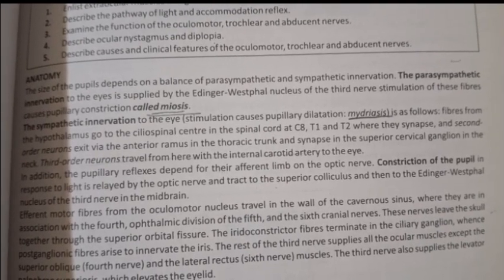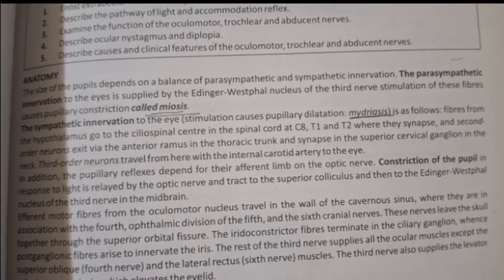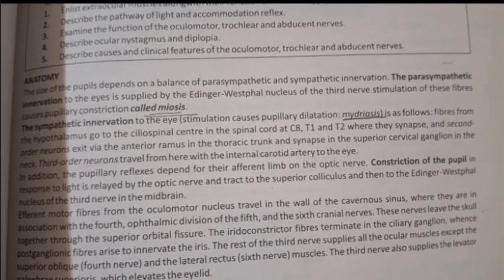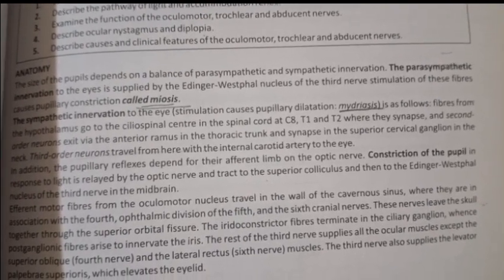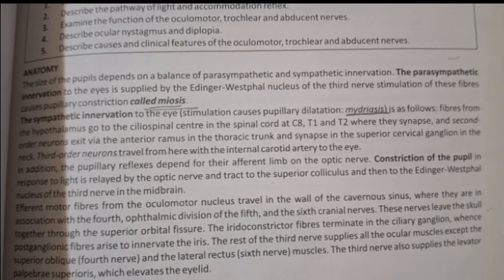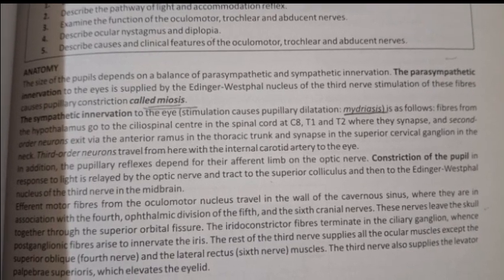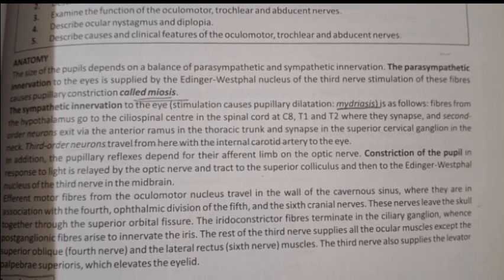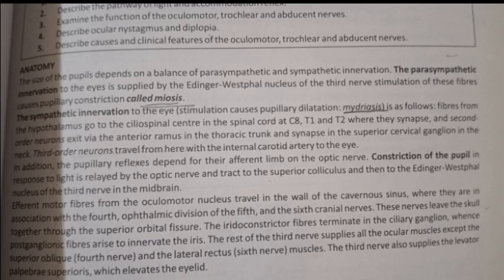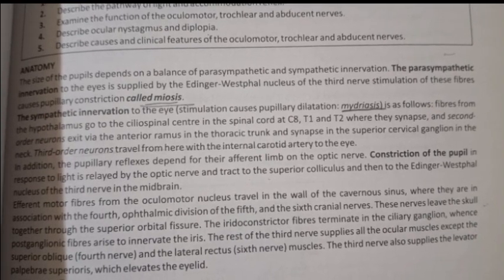Mydriasis is as follows. Fibers from the hypothalamus go to the ciliospinal center in the spinal cord at C8, T1 and T2, where they synapse with the second order neurons, exit via the anterior ramus in the thoracic trunk and synapse in the superior cervical ganglion in the neck. Third order neurons travel from here with the internal carotid artery to the eye.